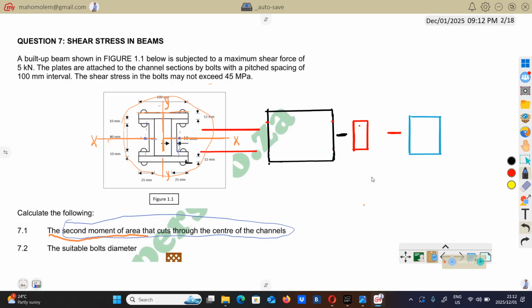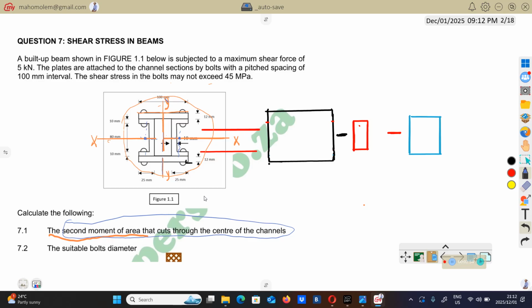Now, when they say through the center of the channels, they were just giving you the direction that they are not talking about the second moment of inertia about the YY. As you can see, this YY line here doesn't cut either of these channels. The one that cuts the channels at the center is this horizontal one, which is IXX. Therefore, we have to calculate IXX using the parallel axis theorem.